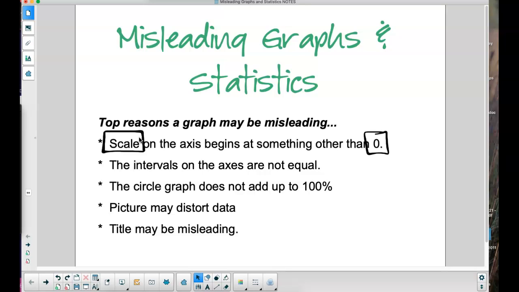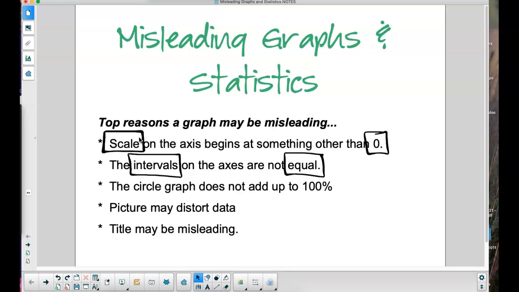Sometimes the scale on the axis begins at something other than 0. Instead of numbering the graph starting at 0, they start it at 40 or 50 or 100, and they skip a whole chunk of the graph. The second one: the intervals on the axis are not equal.